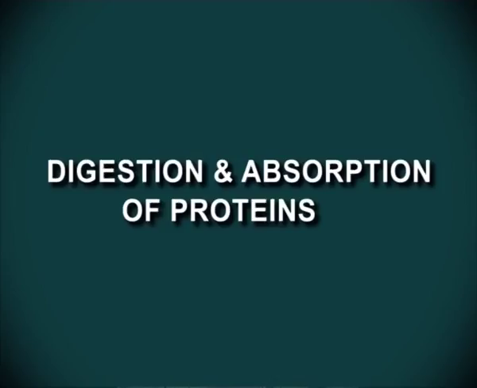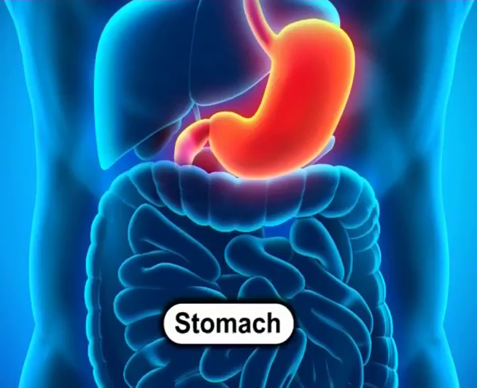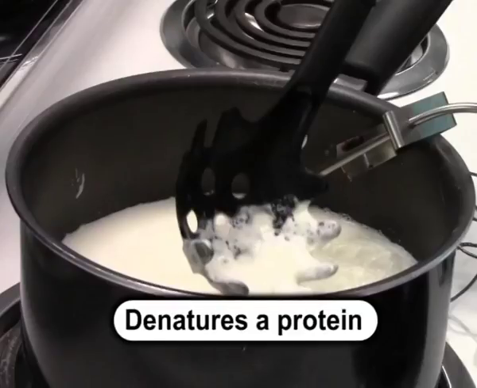Coming to the next subtopic, digestion and absorption of proteins. The first step in using dietary protein is breaking down its long polypeptide chains into amino acids. Digestion of proteins begins in the stomach and requires enzymes from a number of sources. In the stomach, the hydrochloric acid, that is HCl, denatures a protein, unfolding it and making the amino acid chain more accessible to the action of enzymes.